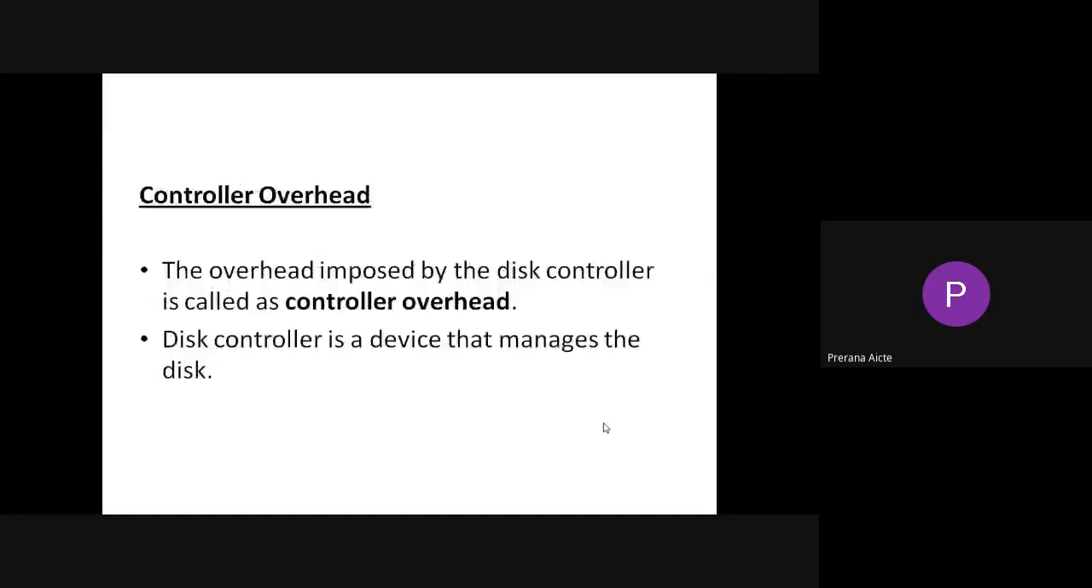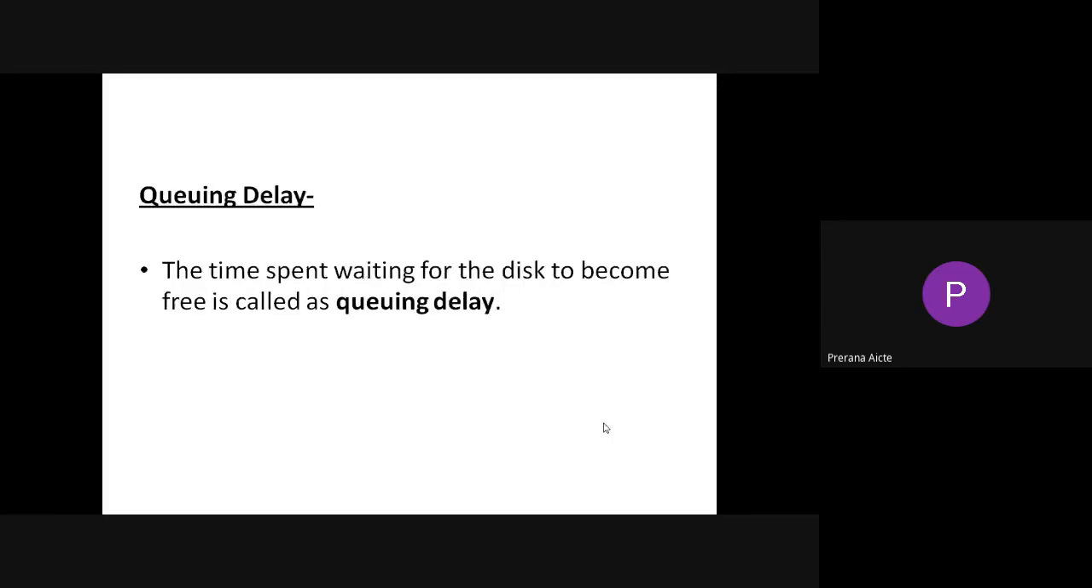And next one, controller overhead. The overhead imposed by the disk controller is called controller overhead. A disk controller is a device that manages the disk. And next one, queuing delay. Queuing delay means the time spent waiting for the disk to become free.